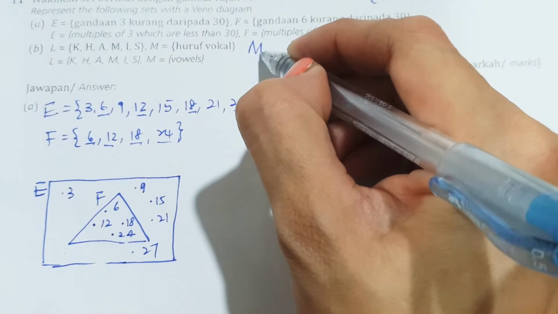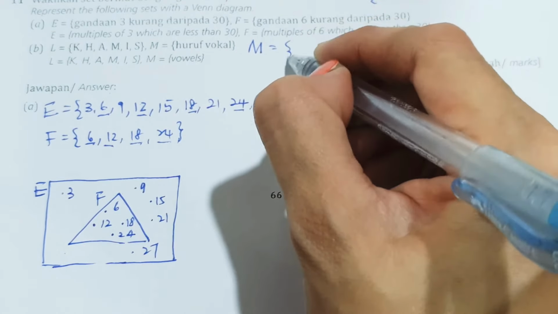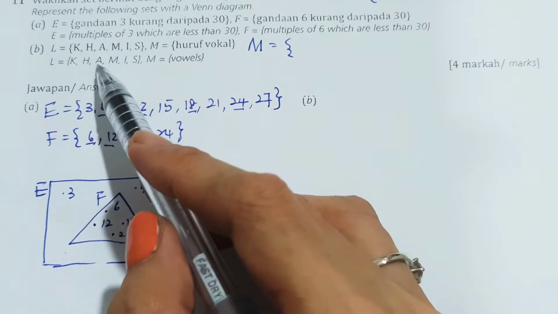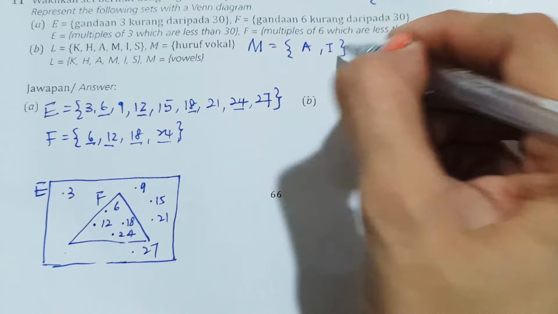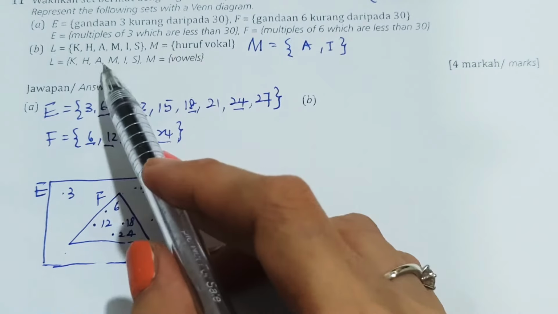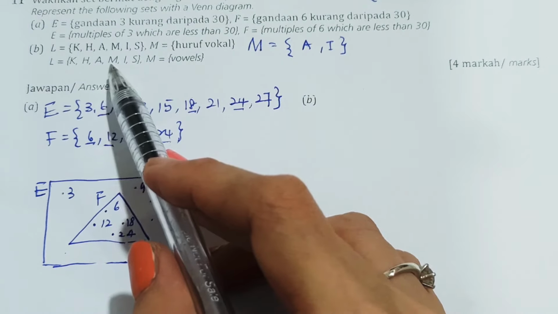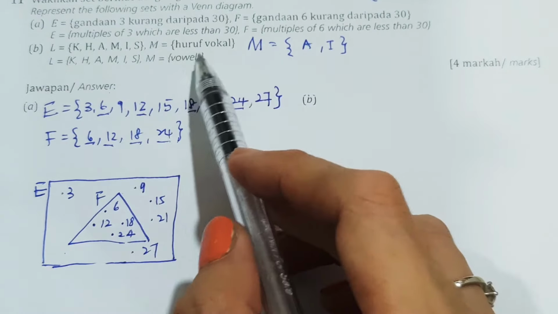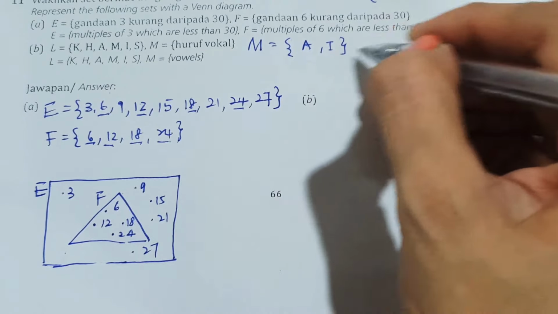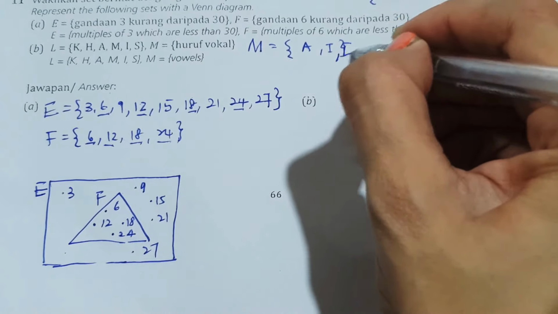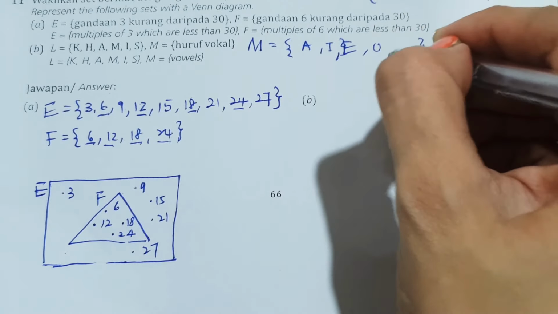So, huruf vokal means the vowel. So, let's list out the vowels. A and the I only. A and the I. That means M is inside. M is the vowels. All the vowels, not just A and I. We have A, E, I, O, U.